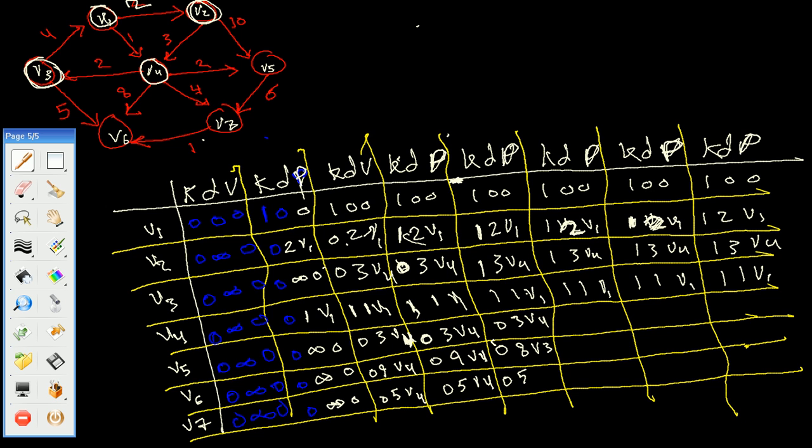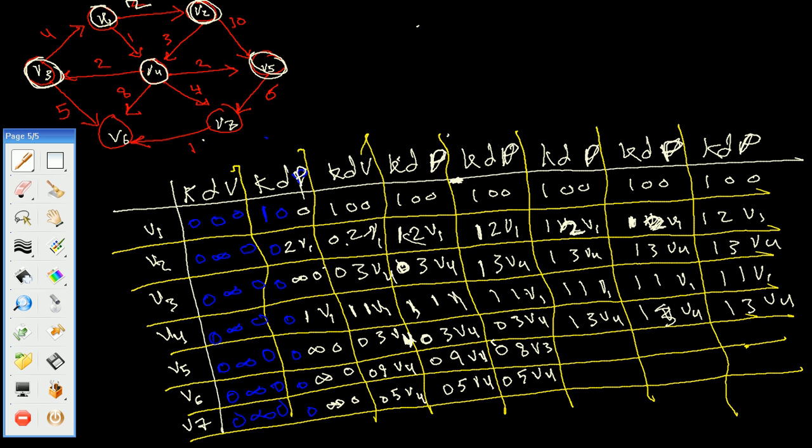0, 5, and V4, and we just make a comparison. It is obvious that 5 is the minimum, so we put 1, 3, V4, and repeat the whole process. Okay, we just circle V5.